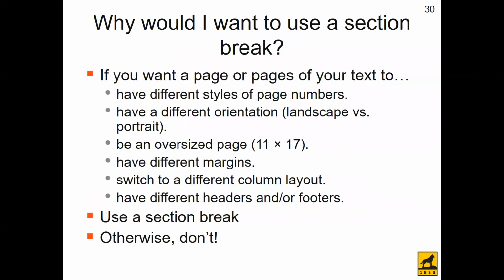You want to use a section break if you have a different style of page numbers in your document. So the traditional way to number a document is that the title and approval page has no numbers. The next section has Roman numerals, and then the final section, the main document, has 1, 2, 3, 4, 5. You might have pages that are landscape or portrait. You might have pages that are 11 by 17. You might have pages that have different margins. You probably wouldn't in a dissertation, but you might in another type of document. You might also want a different column layout.